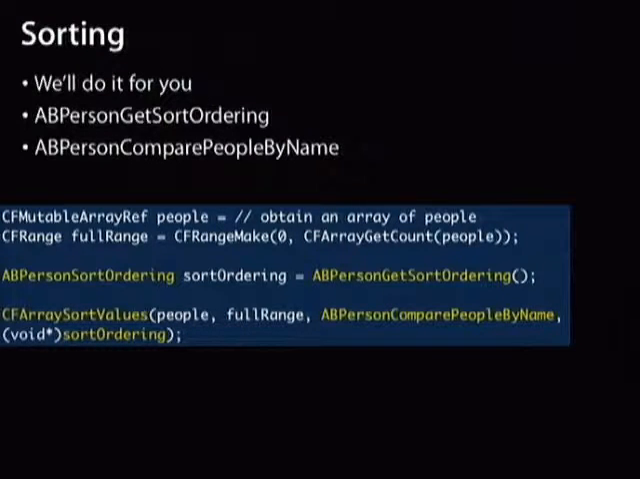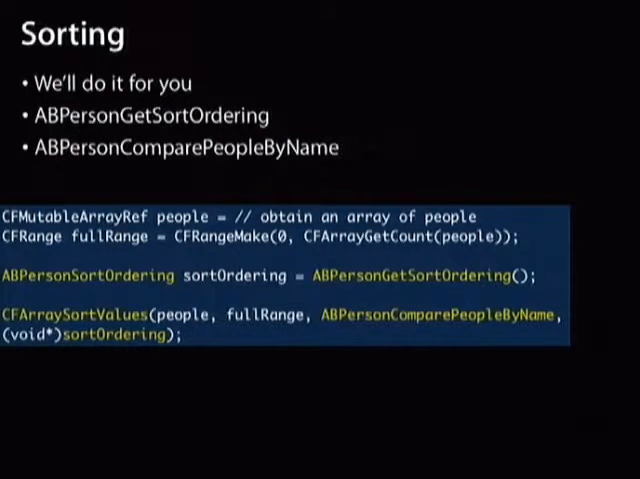We have an array of people. In this case, we've made a mutable array out of an array, etc. We've obtained it from somewhere. We create a range for it. This is part of how the CoreFoundation version of this function works. And then we get the sort ordering. The ab_person_get_sort ordering. You get back a sort ordering, which is this type, ab_person_sort ordering. And then you call CF_array sort values. And that will actually sort the array according to the sort ordering we passed in.